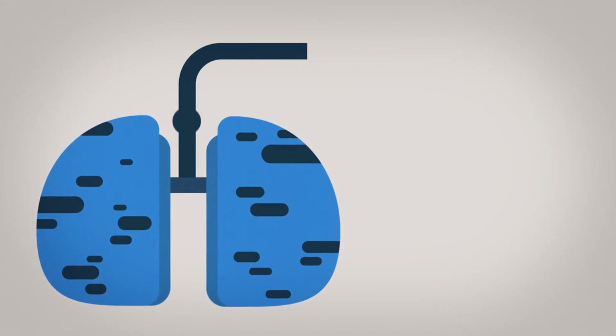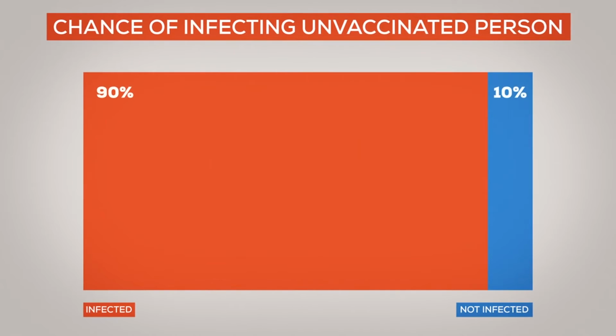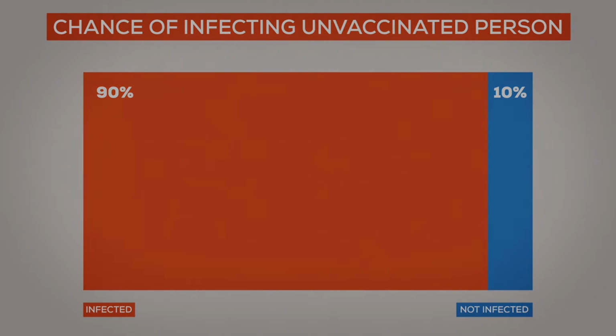In this phase, you start coughing out millions of measles viruses. Measles is so contagious at this stage that if you meet someone who isn't vaccinated, there's about a 90% chance you'll infect them.